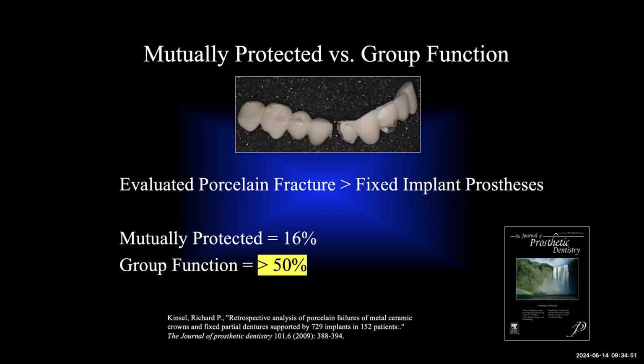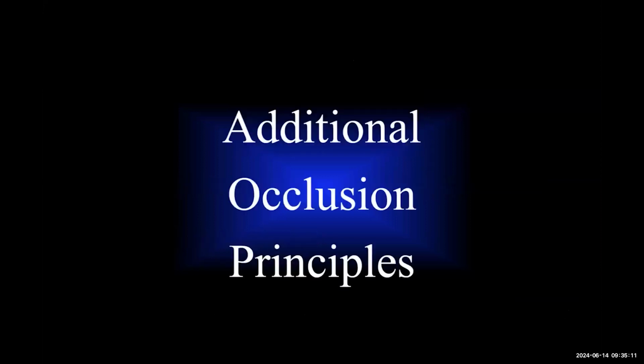And that goes to this study, where this study evaluated fractures. It was a retrospective study, and they looked at fixed implant fractures. What they found was 16% of the fractures had mutually protected, over 50% had group function. So that tells you, again, that group function is not ideal. So in summary, mutually protected occlusion is the ideal occlusion for a fixed implant prosthesis.